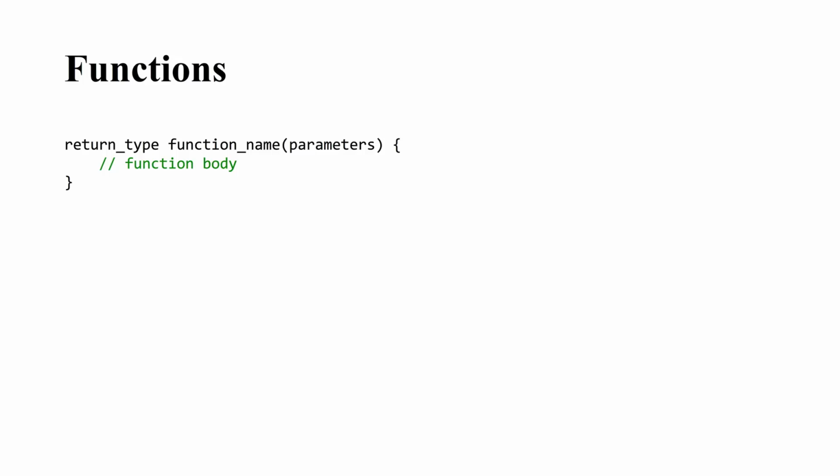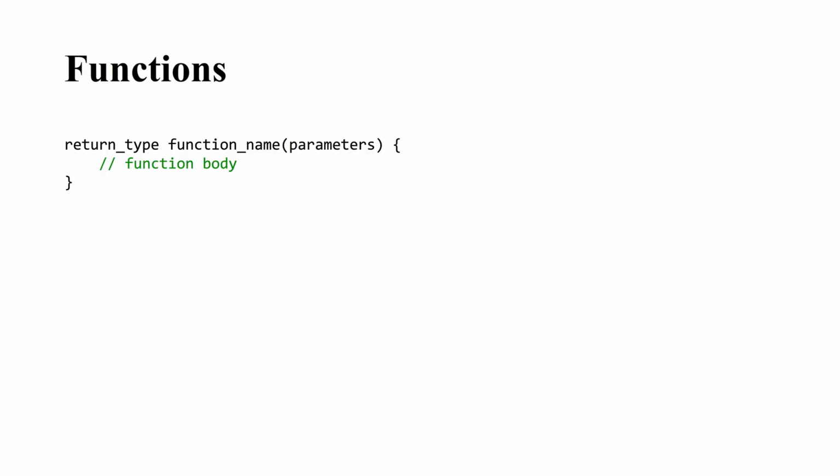A function in C++ is a block of code that performs a specific task when it is called. Functions help to modularize the code, making it more organized, reusable, and easier to understand. In this tutorial, we will go through the basics of functions.